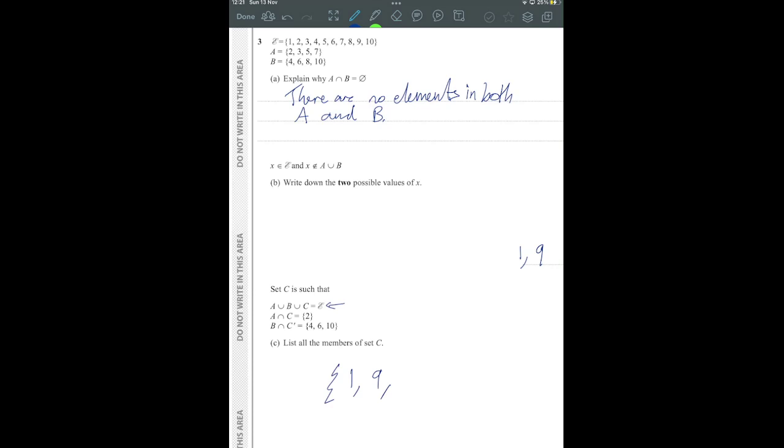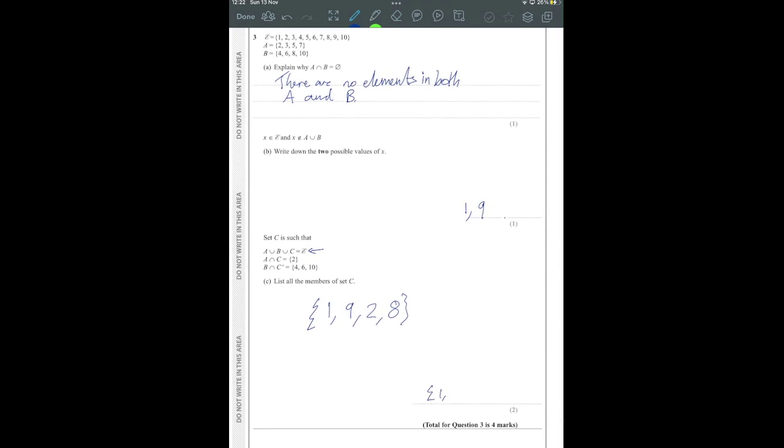A intersect C is 2, which means 2 is in both A and C. And it also tells me that the other elements of A, the 3, 5 and 7, are not in C. Finally, B intersect not C, so that's the stuff that's in B that's not in C, is 4, 6 and 10. Well, that means that 8 has to be in C because it's not in not C. A nice little double negative there. And really, we should write these in ascending order, but any order is fine as long as we don't put repeats in there.